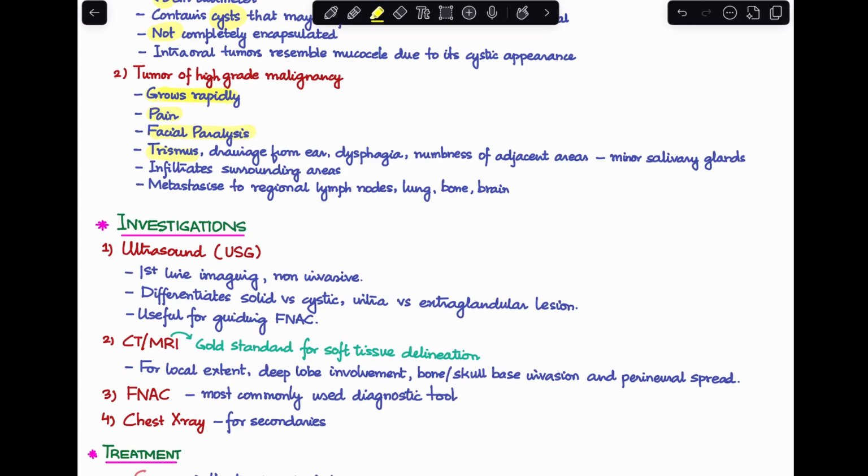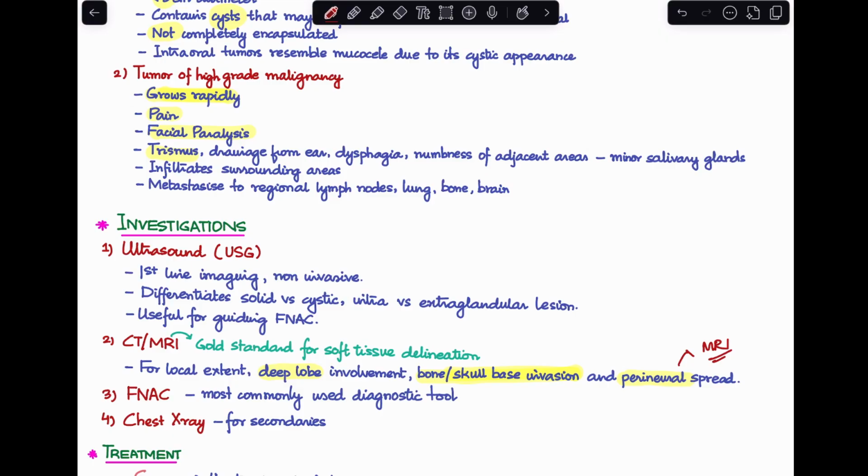Why will we perform a CT scan or MRI? It will help with deciding the extent of the tumor locally, if there is any deep lobe involvement of the parotid gland, if there is any other invasion like bone erosion or skull base invasion, or if there is perineural spread. Perineural spread will be more easily delineated in an MRI rather than CT scan.